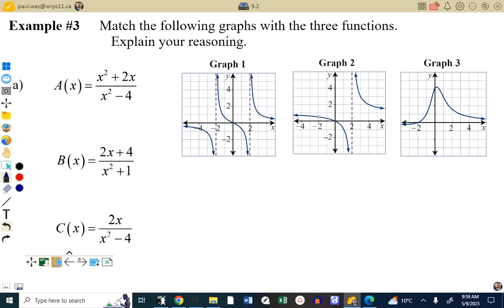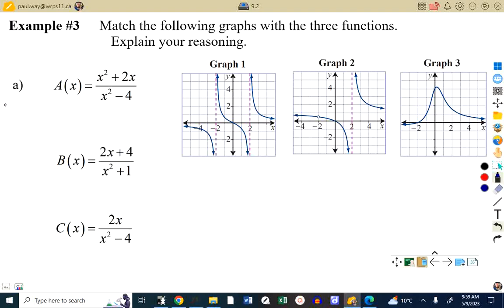Any questions with example 2? All right, let's take a look at example 3. Match the following graphs. Well, let's make some observations. We want to match some graphs with some functions. The observations I'm going to make are about the features of the graph that are non-permissible values. Here I have 2 vertical asymptotes. You can see they're at negative 2 and positive 2. Here I have a vertical asymptote.